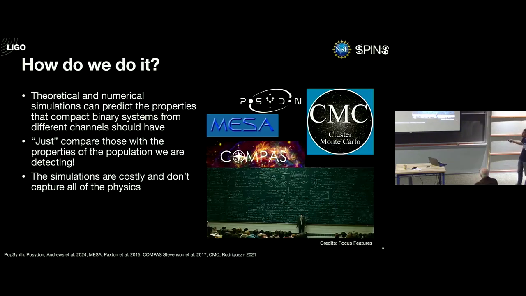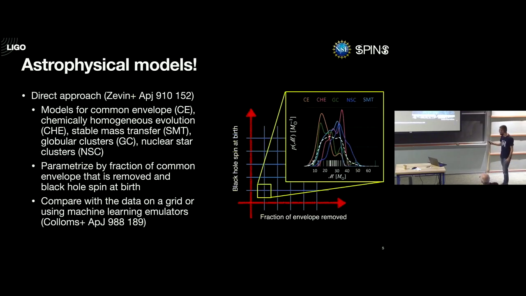And so our job theoretically is very simple. We just have to compare those predictions with the data that we are collecting. Now the caveat is that the simulations are costly, and hence they don't capture all the physics. We don't have an infinite number of them. So it's a tricky business. And in spite of this, you can try.